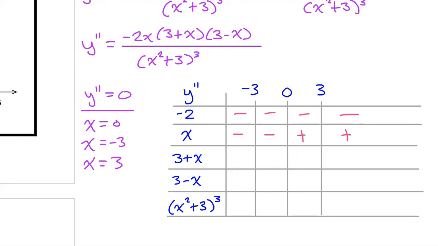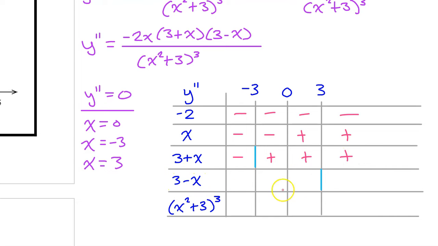3 plus x is equal to 0 at negative 3. So really we only have two intervals to think about, to the left of negative 3 and to the right of negative 3. This factor will be negative to the left and positive to the right of negative 3.